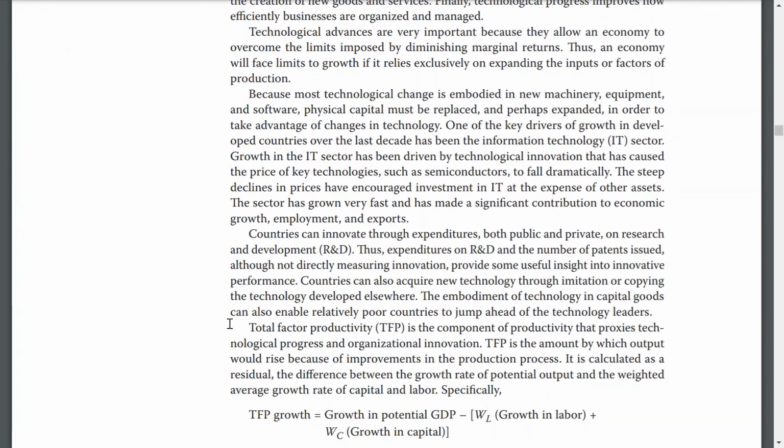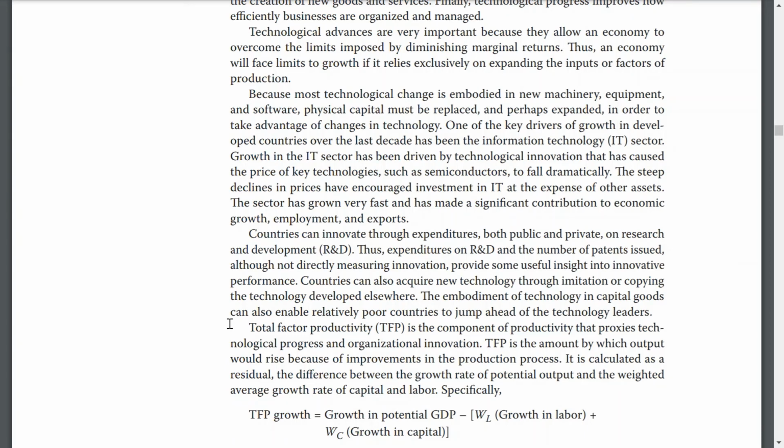Growth in the IT sector has been driven by technological innovation that has caused the price of key technologies such as semiconductors to fall dramatically. The steep declines in prices have encouraged investment in IT at the expense of other assets. The sector has grown very fast and has made a significant contribution to economic growth, employment, and exports.